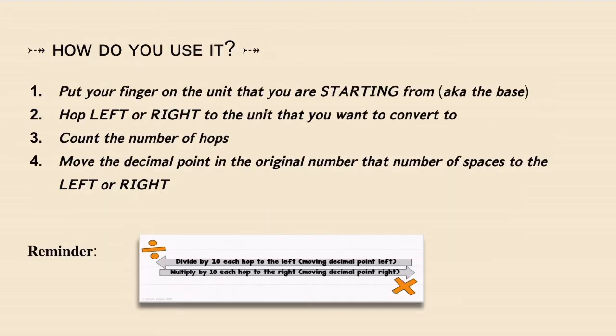So how do you use it? Put your finger on the unit that you are starting from, also known as the base, hop left or right to the unit that you want to convert to, count the number of hops, and move the decimal point in the original number that many spaces to the left or right. A reminder, when moving to the left or to the right, you would need to multiply or divide by 10 for each hop.